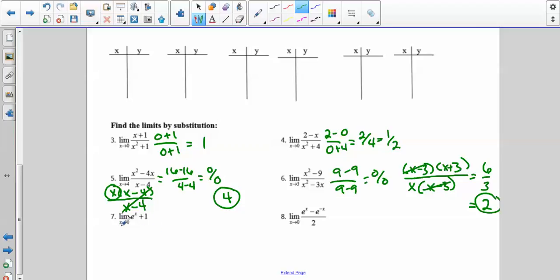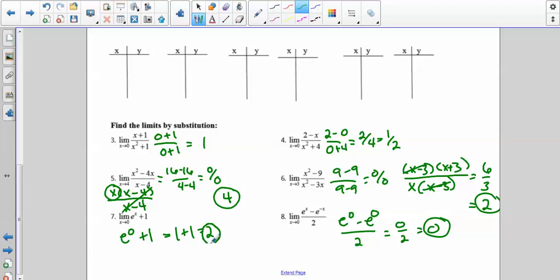In problem 7, plug in the 0, e to the 0 plus 1. Anything to the 0 is 1. So 1 plus 1 equals 2. And in problem 8, I have e to the 0 minus e to the negative 0, which is still 0, over 2. So subtracting these, you get 0 over 2, which is 0. And that's the end of your classwork. You should be able to use your classwork problems to help you solve your homework problems.